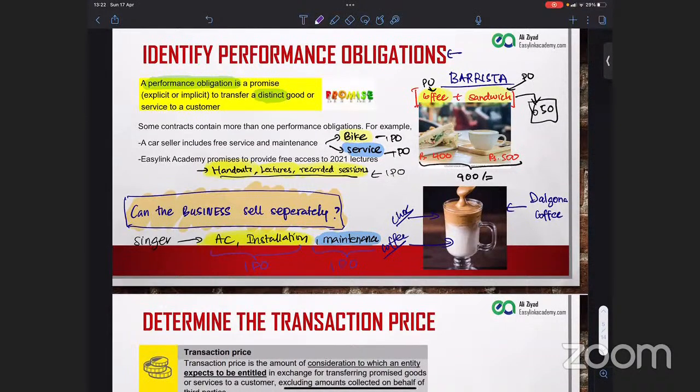Guys, are you all clear how to identify performance obligations now? This is the second step. Yes, sir. Okay, thank you.